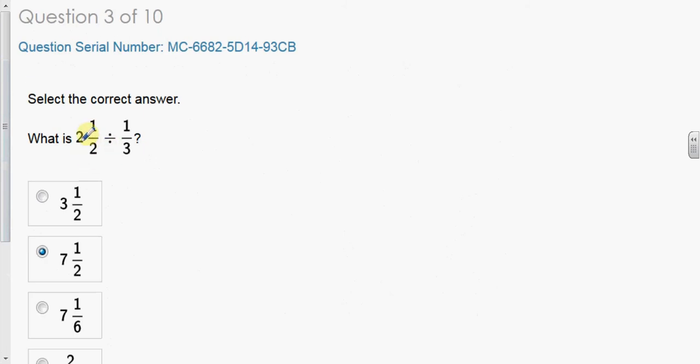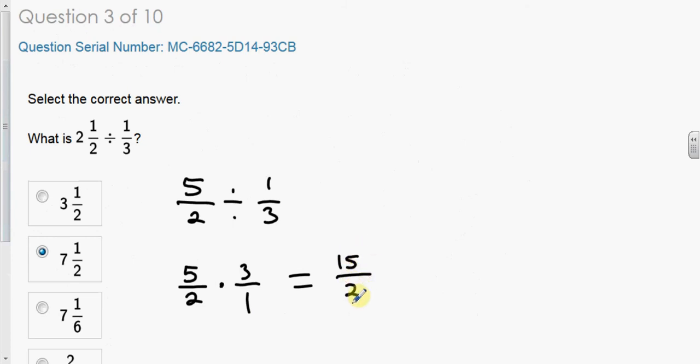Another problem of the same type. So let's go ahead and convert this 2 1/2, a mixed number, to an improper fraction. So that becomes 2 times 2 is 4, plus 1. We get 5/2, and that's divided by 1/3. So the first fraction stays the same. Take the division sign, change that to multiplication, flip the second fraction. So that just gives us 15/2. And if you divide 2 into 15, it goes 7 times. 2 times 7 is 14, with remainder 1. So our answer is 7 1/2.